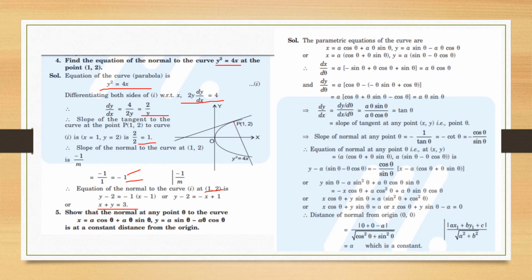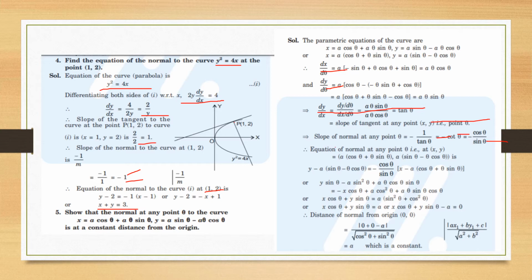Show that the normal at point theta to the given curve is at a constant distance from the origin. I'll apply the parametric form result first. I will obtain dx by d theta and dy by d theta, and dividing them gives dy by dx, which turns out to be tan theta. The slope of the tangent at point x, y is given by tan theta. So what is the slope of the normal? That is minus 1 upon tan theta, that is minus cot theta, or minus cos upon sine.